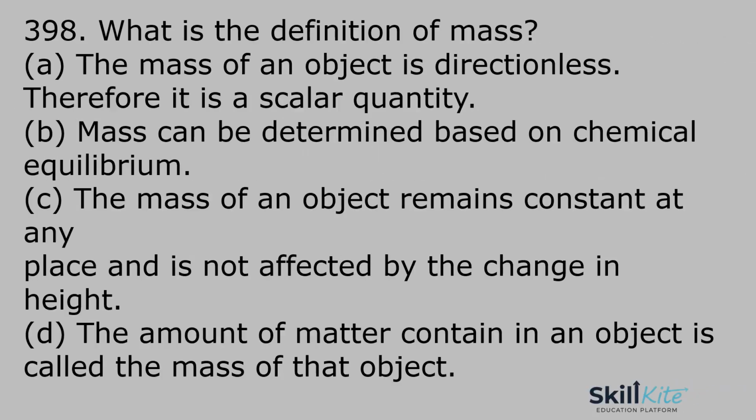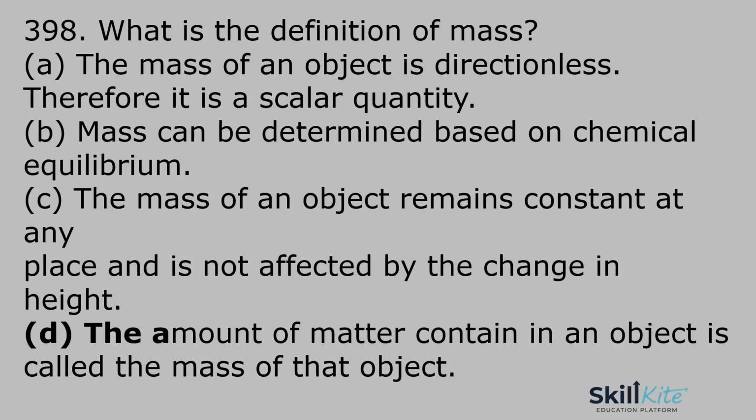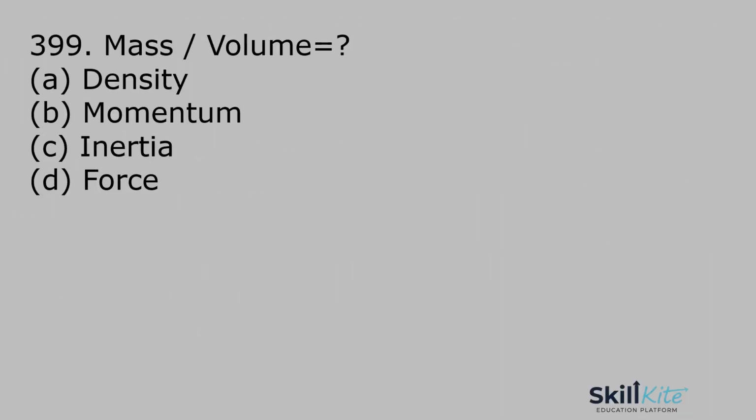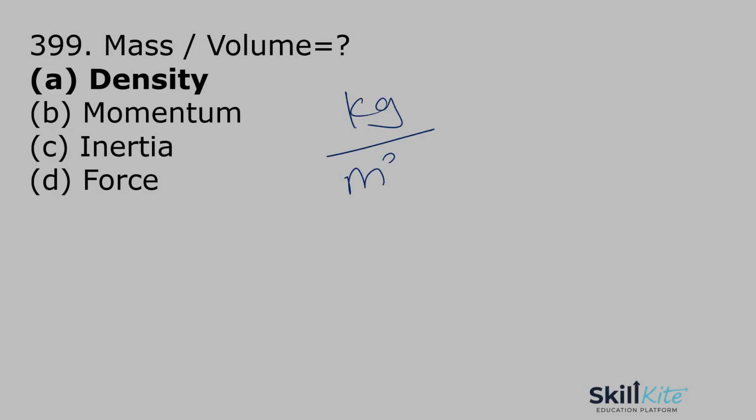What is the definition of mass? The amount of matter contained in an object is called the mass of the object. Option D. Mass by volume represents the density. We know the density formula: mass upon volume. Here the unit is kg per meter cube.